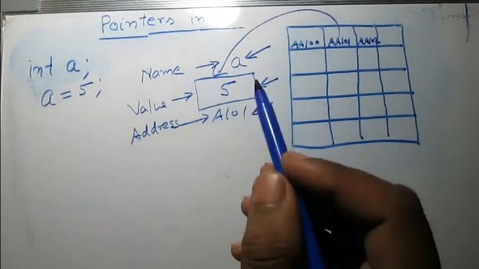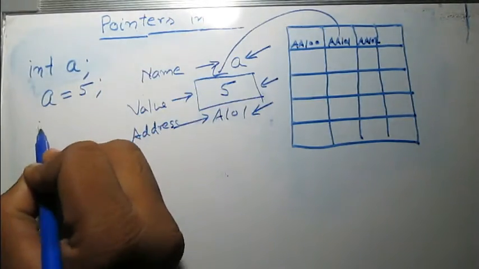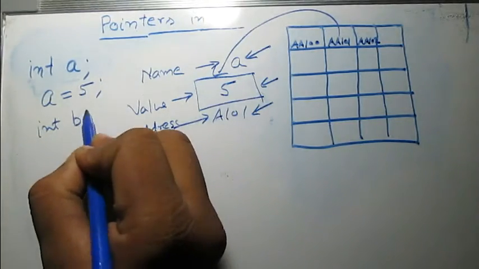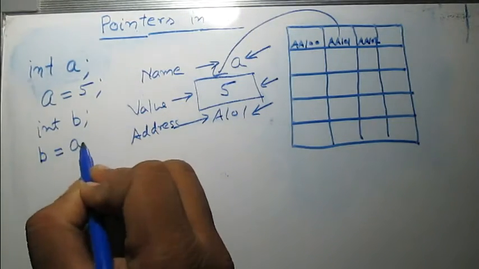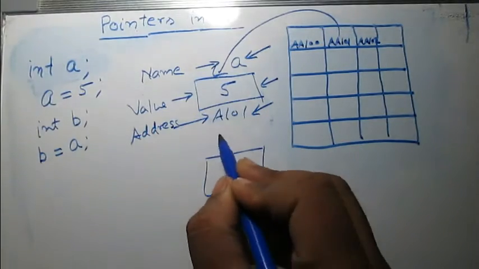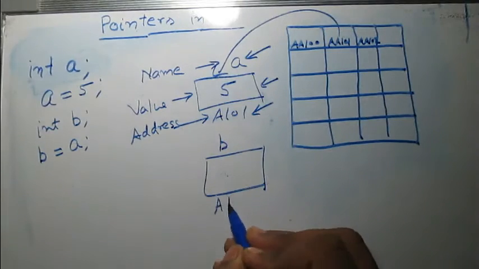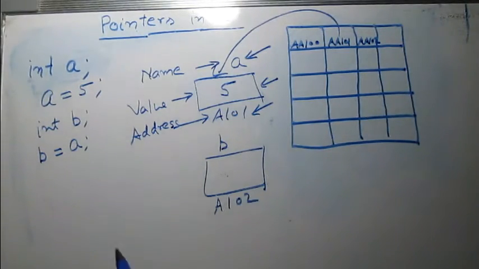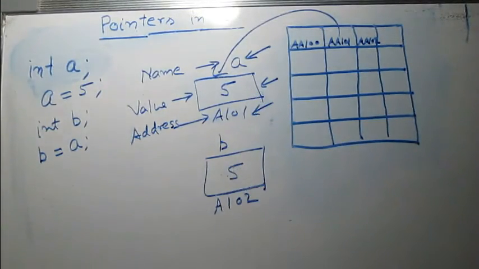Now if I want to store this value into any other variable, then we can simply declare another variable of the same type, integer type, and if I write b = a, what happens in the memory? Another memory with name b gets allocated, and obviously with a different address, and the content of the first variable gets stored in b, like this. So this is the total condition of the memory.